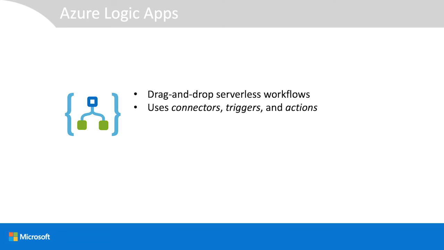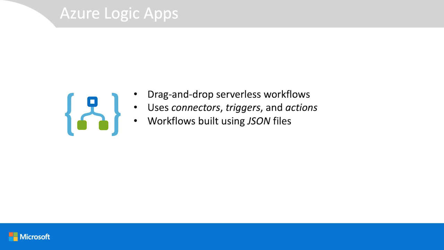A connector is a component that connects your Logic app to something. That could be another Azure service, an FTP server, a web server, or a third-party service. A trigger is a specific action that causes your Logic app workflow to run, and an action is what your Logic app does in response to that trigger.